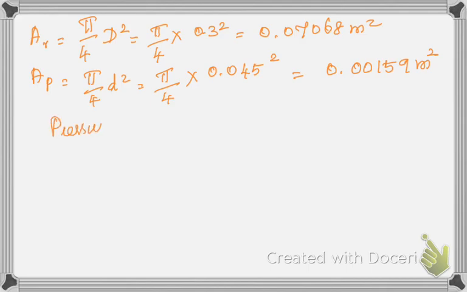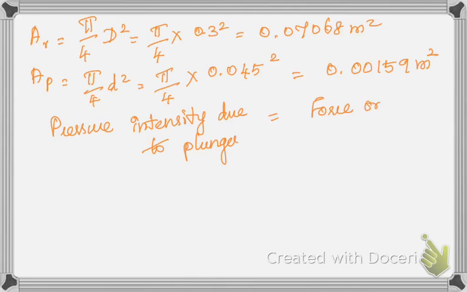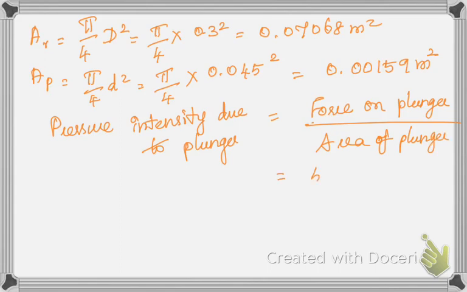Now what will be the pressure intensity due to plunger? I am going to determine how much pressure intensity is going to be developed because of that plunger. We know the formula already, which is force by area. Force on plunger by area of plunger, similar to stress, is called pressure intensity. Force is known to us, area is known to us. So which is 500 by 0.00159 Newton per meter square. So this is the pressure intensity.